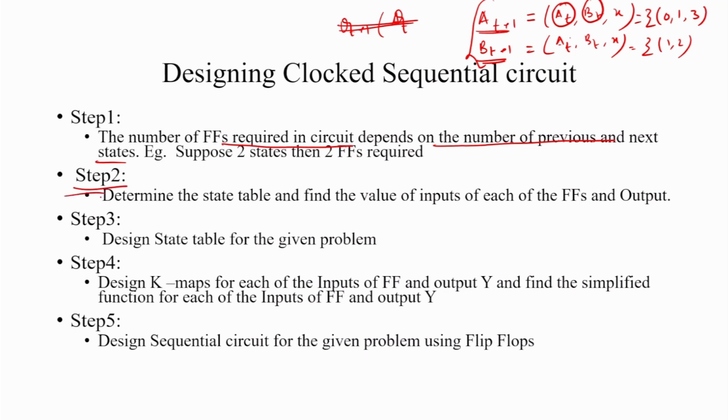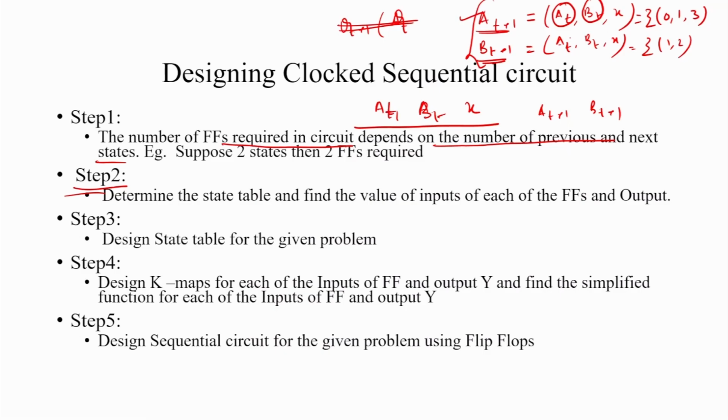Determine the state table and find the value of the input of each flip-flop and their output. When we determine the state table, the inputs are given as A(t), the value of the previous state, B(t), and the value of X. Based on these 3, we determine the values of A(t+1) and B(t+1).